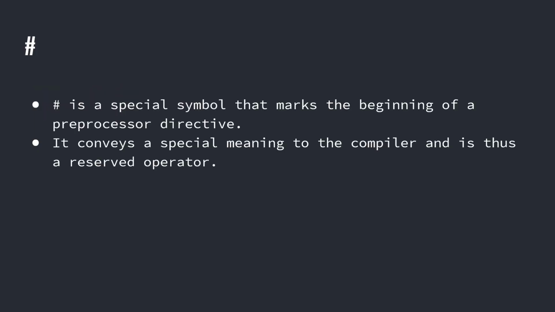First off, what is hash? Hash is a special symbol that marks the beginning of a preprocessor directive. It conveys a special meaning to the compiler and is thus a reserved operator.